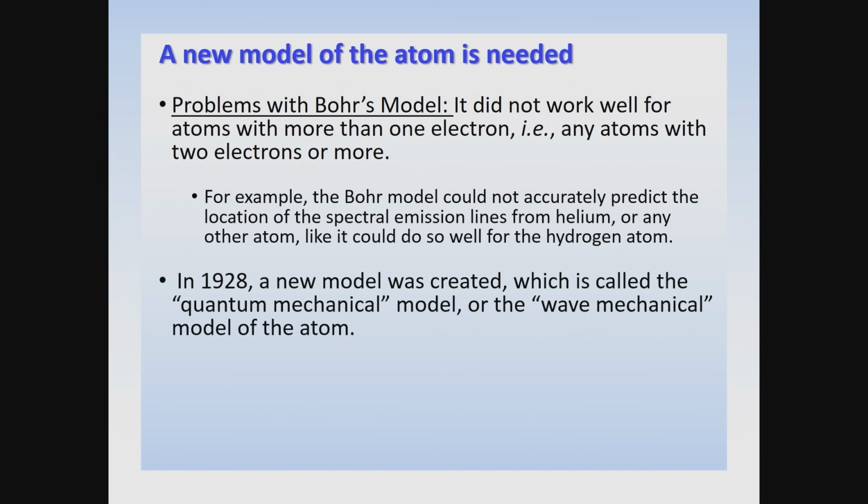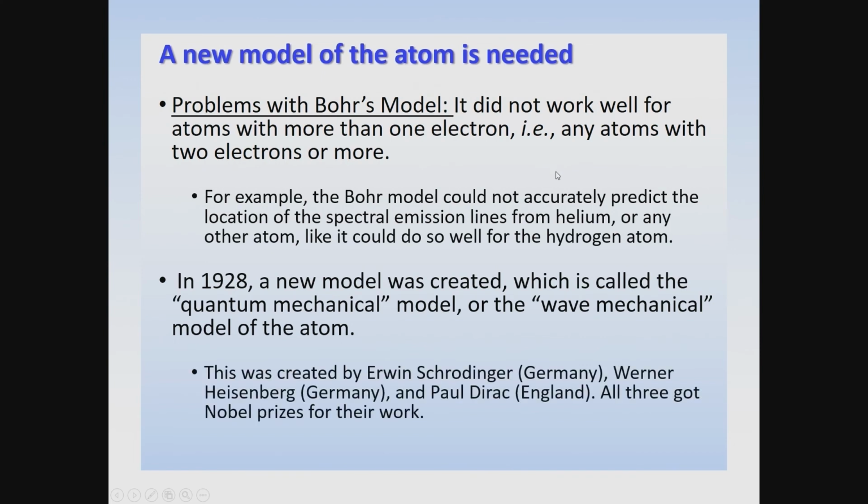So in 1928, in realization of the laws of quantum mechanics that were being developed, a new model of the atom was created, the quantum mechanical model. It's also called the wave mechanical model of the atom. It was created by three men: Erwin Schrödinger in Germany, Werner Heisenberg in Germany, and Paul Dirac in England. All three got Nobel Prizes for their work.